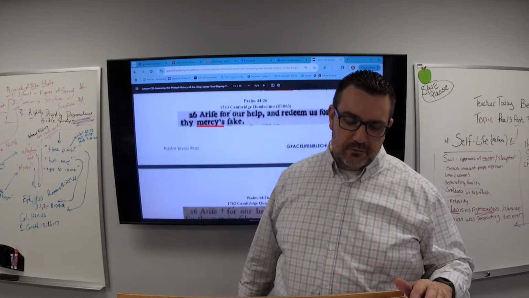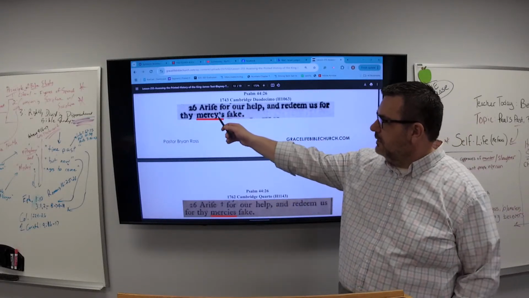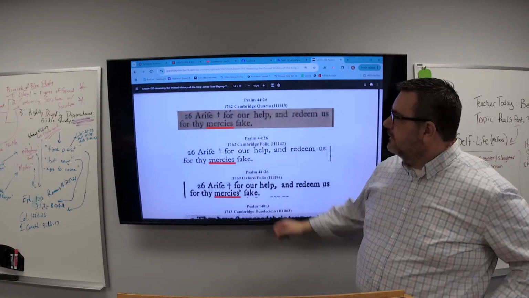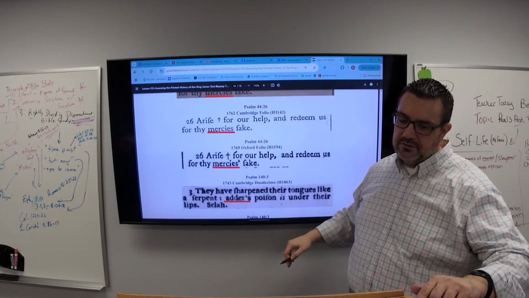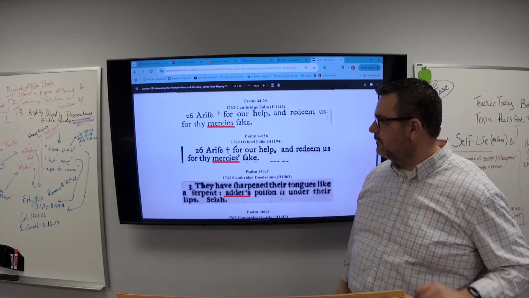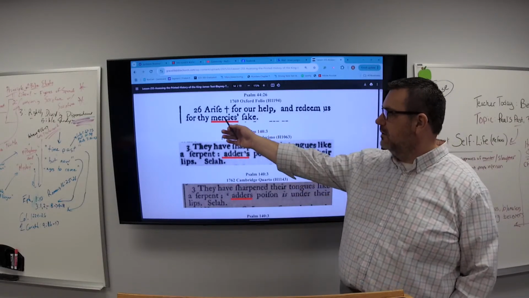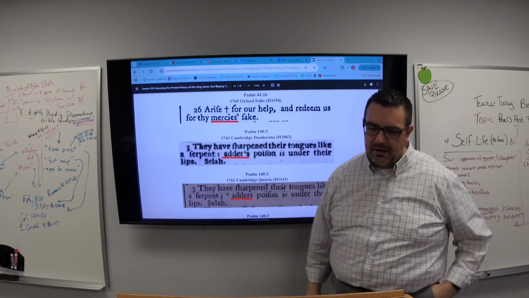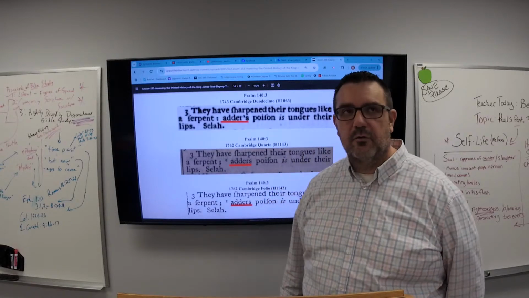The next one, Psalm 44, verse 26, is going to be exactly the same. 1743 duodecimo, mercies, apostrophe S. Quarto, mercies, no apostrophe. Folio, 1762, mercies, no apostrophe. Psalm 44:26, 1769 Blayney, mercies, S apostrophe. Same phenomenon. And the same thing, well, let's look at the next one, which is Psalm 140, verse 3.